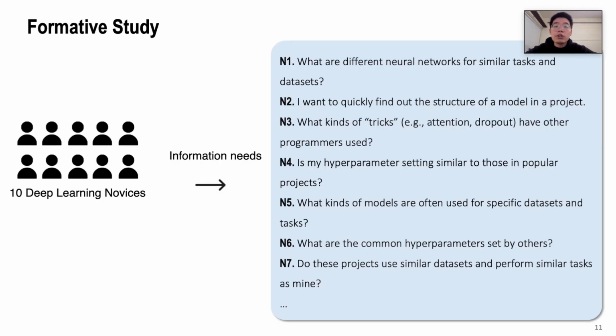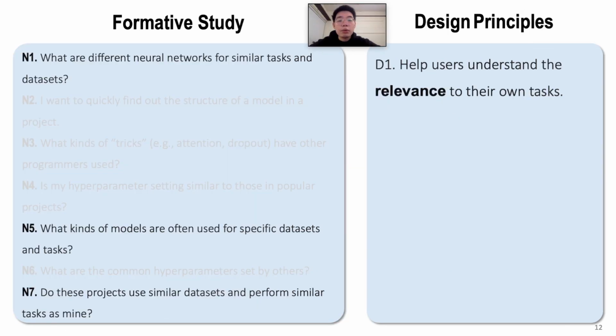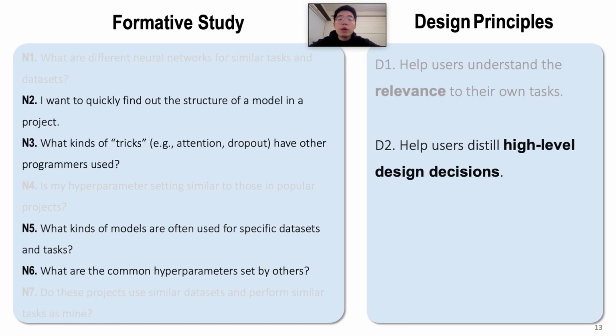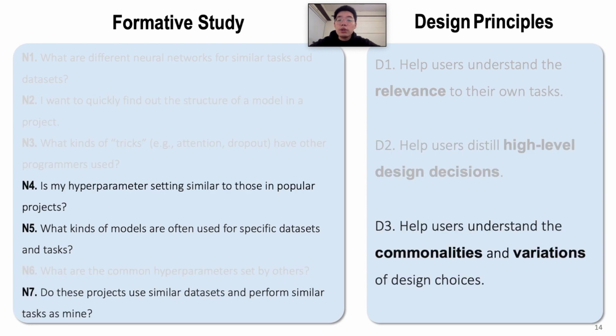From a semi-structured interview we conducted with 10 deep learning beginners, we distilled 10 information needs they intended to discover from online search when building neural networks. We summarize 3 design principles based on the information needs. First, we need to help users understand the relevance of the online examples to their own tasks. Second, we need to help users distill high-level design decisions. Third, we need to help users understand the commonalities and variations of design choices.